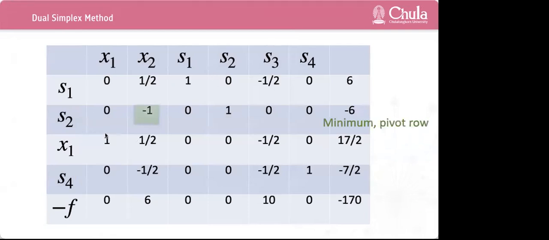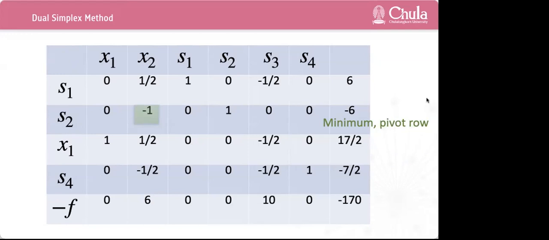as our basic variable. Okay, so we use Gauss elimination to make this column to be 0, this row, this element must be 0, and the rest becomes 0 too. Okay, then we transform our table.